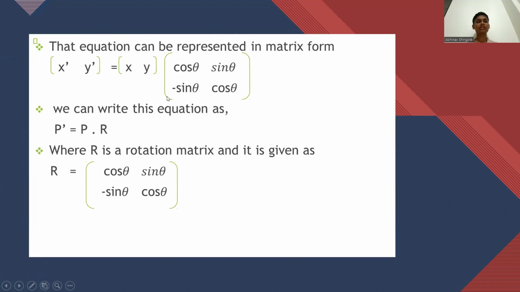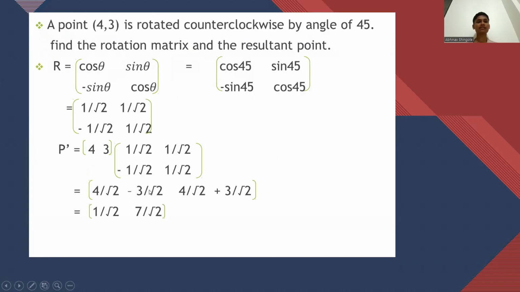Then we can also represent it in matrix form. X dash, y dash is equal to x, y times the matrix cos theta, sin theta, minus sin theta, cos theta. We can write this equation as P dash is equal to P dot R, and R is the rotation matrix given by R is equal to cos theta, sin theta, minus sin theta, cos theta.